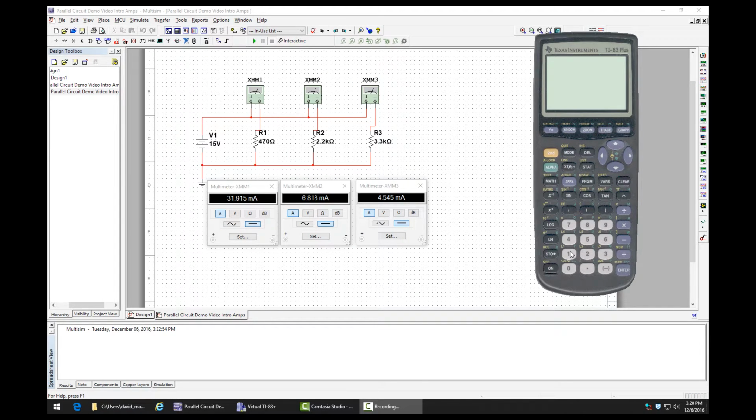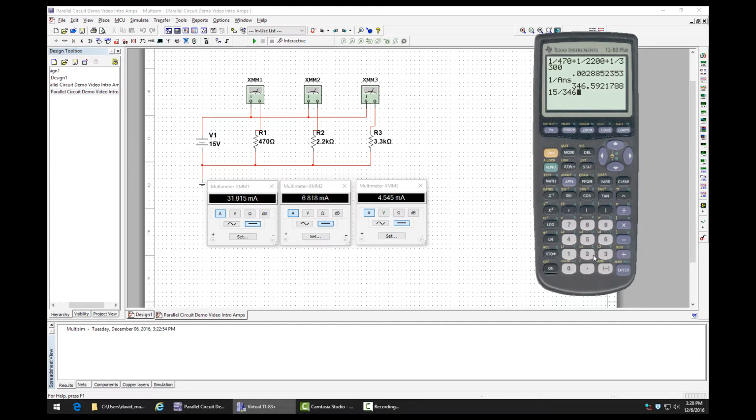At this point on the calculator, I'm going to take the resistor values and divide them into 1. So I have 1 divided by 470 plus 1 divided by 2,200 plus 1 divided by 3,300, which is the reciprocal. And I'm going to take 1 divided by the sum, which is the reciprocal of the sum, which gives me 346.59 ohms. That's my total resistance.